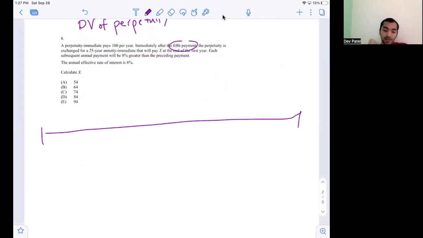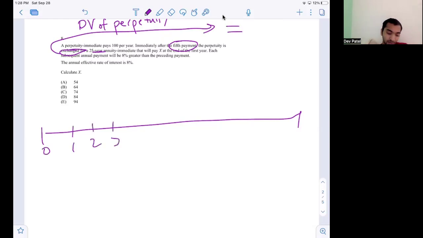Immediately after the fifth payment, the perpetuity is exchanged for a 25-year annuity immediate. So one of the first things in this question is we want to set the present value of the perpetuity at the fifth payment equal to the 25-year annuity immediate, because "exchange" is a keyword for equivalent value, which is what you want to remember here. So we want to make sure it's after the fifth payment, so we can set up our time diagram: 100 per year after the fifth payment.